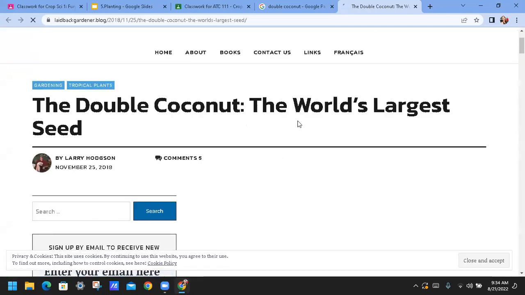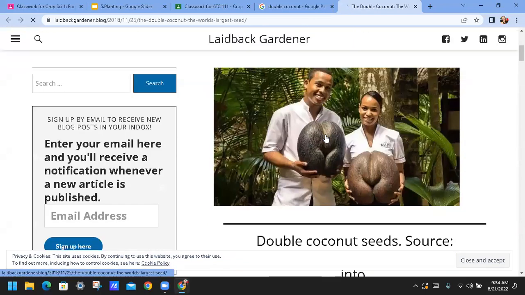See, oh, the double coconut is the world's largest seed.